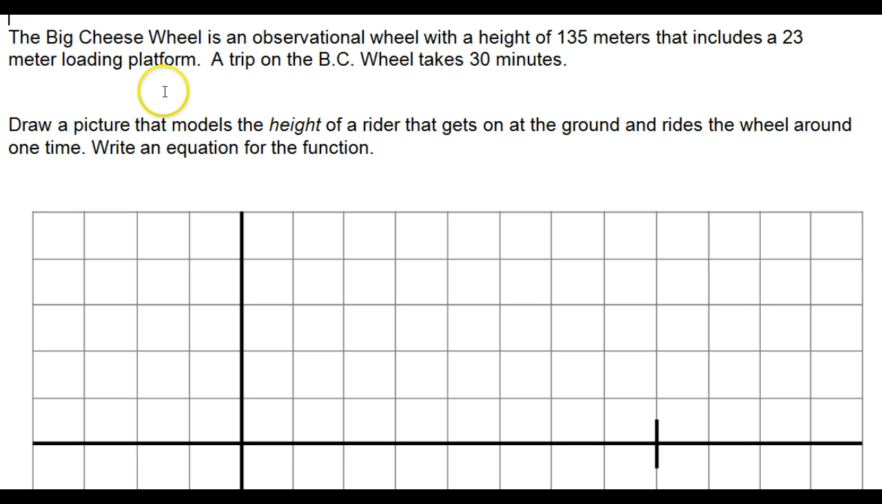All right, the big cheese wheel is an observational wheel with a height of 135 meters that includes a 23-meter loading platform. A trip on the BC, the big cheese wheel, takes 30 minutes. Draw a picture that models the height of a rider that gets on at the ground.